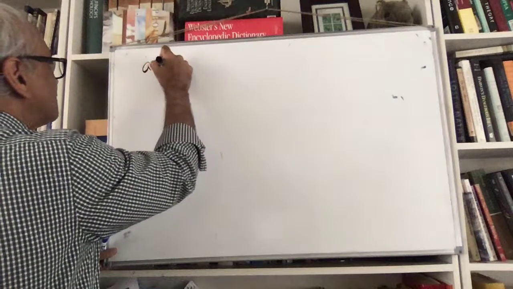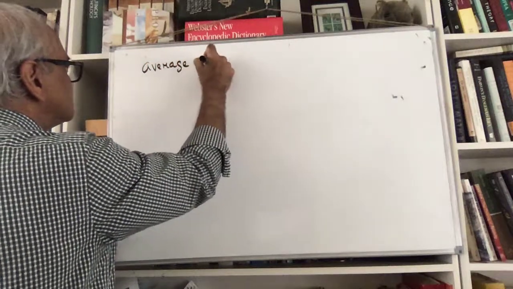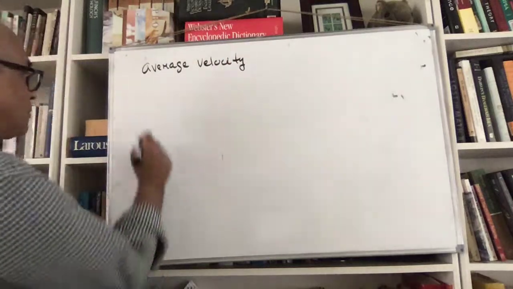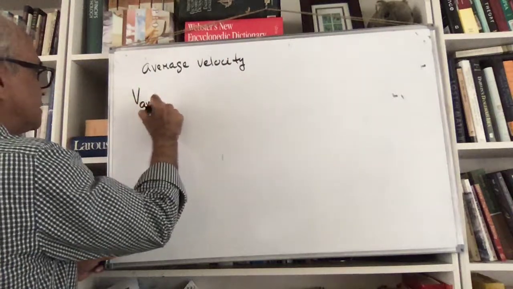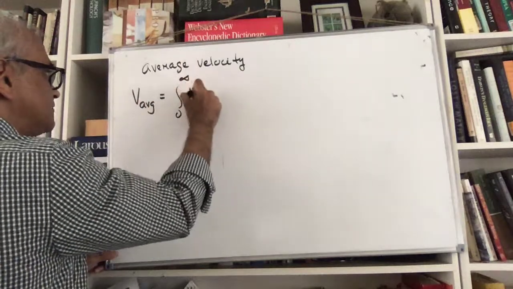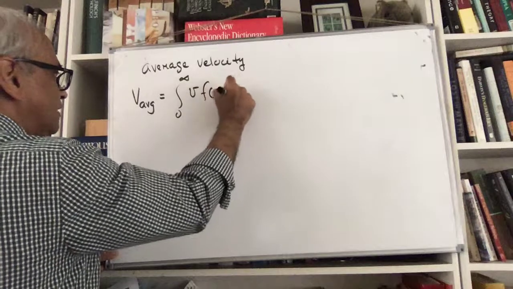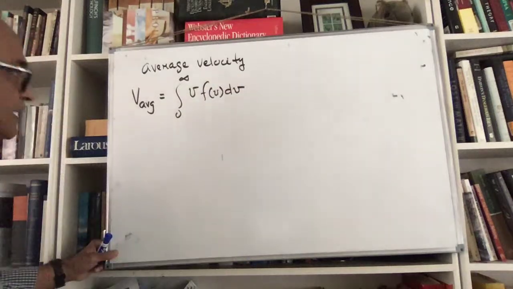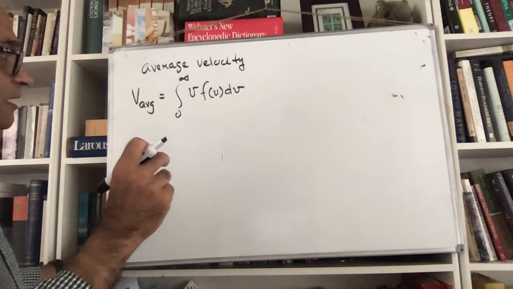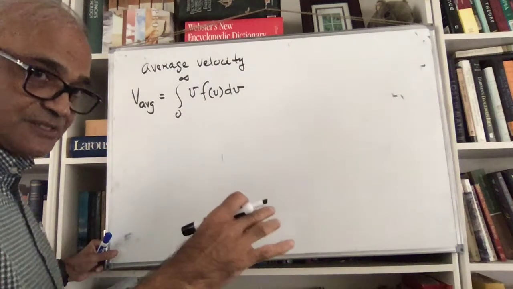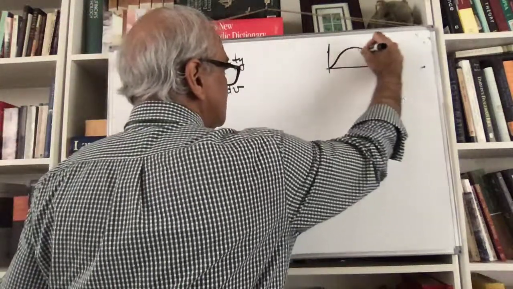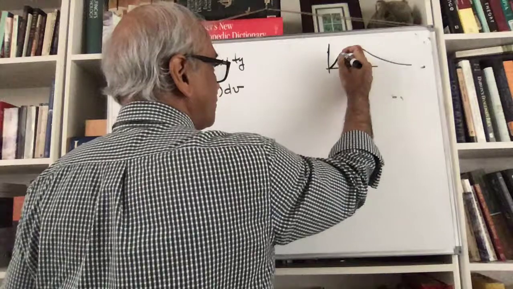So what's the average velocity? Again, what I want is V average equals, I am going from 0 to infinity, V multiplied with the function. You need that dV because we are looking at individual segments, right? So what happens here is that you have, this is your probability distribution.